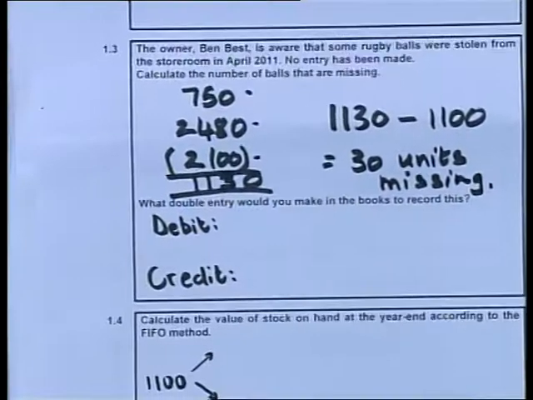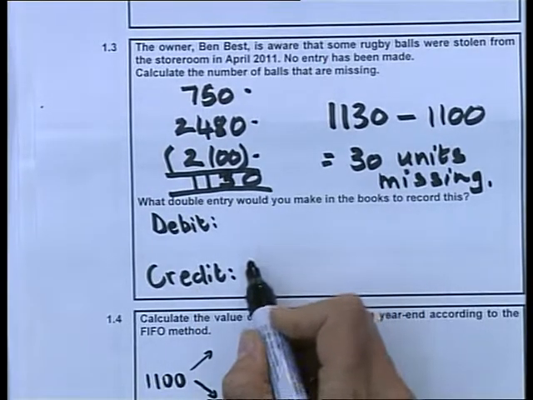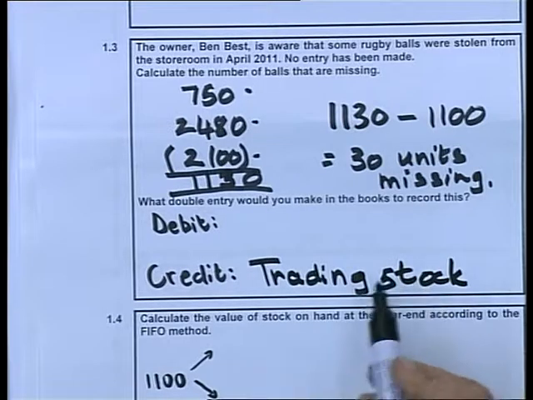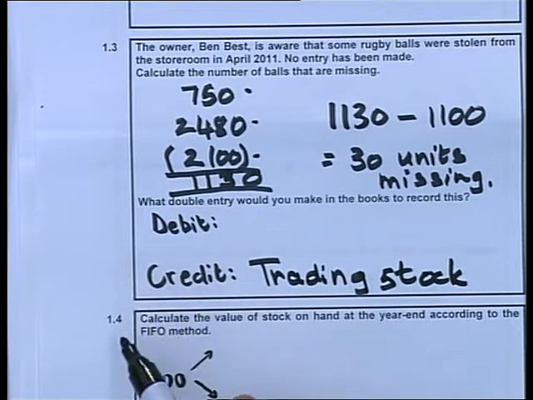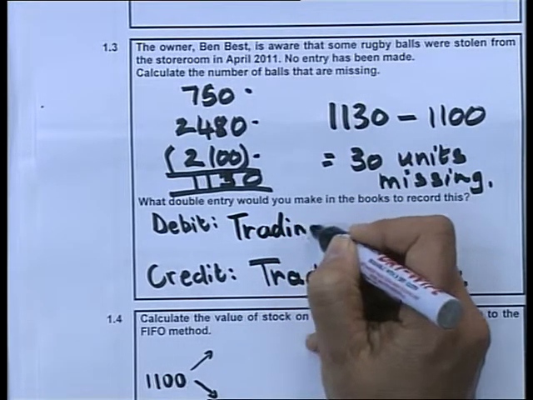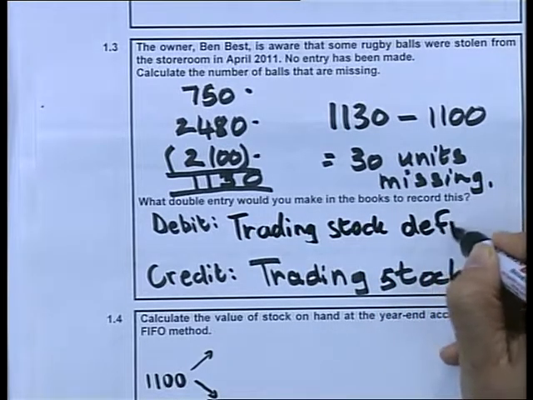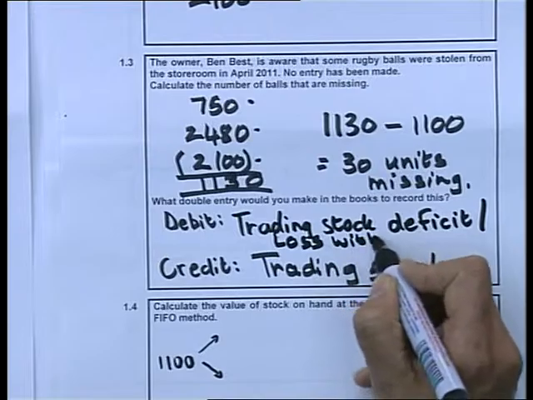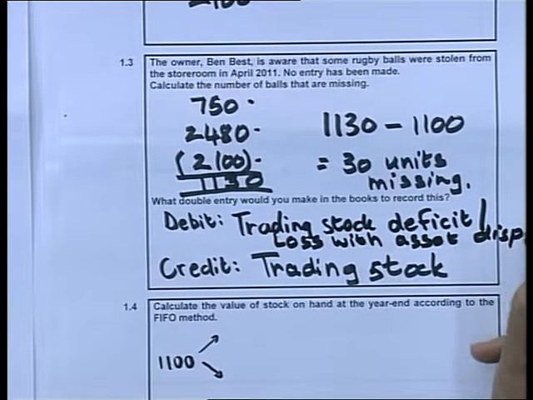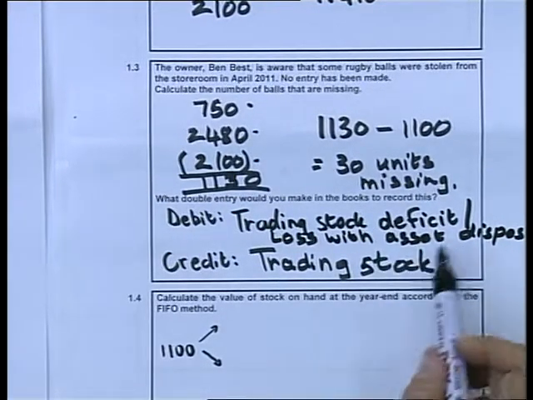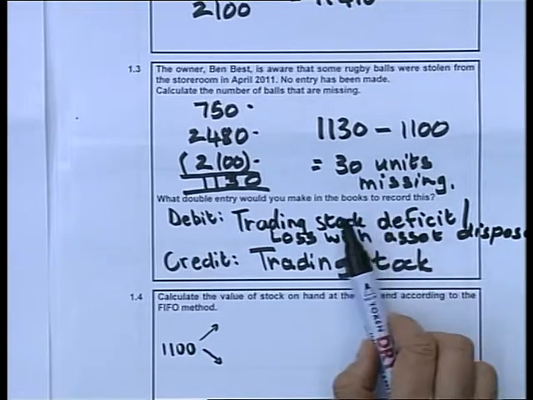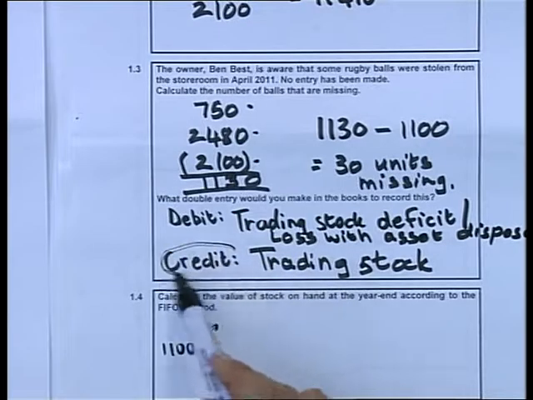Okay, so we know for a fact that the account that will be credited is trading stock. Why is that so? Because trading stock will decrease, and trading stock is an asset, so it will decrease with a credit entry. Now the account that will be debited will either be trading stock deficit, which is a loss to the business, or you could have made a special account, like something like loss with asset disposal. In the end, it will have the same effect on your profit and loss, either one of these two. Okay, so you could have debited trading stock deficit, or you could have debited loss with asset disposal. In the end, it's going to be deducted from your net profit, but very important, you credit trading stock.